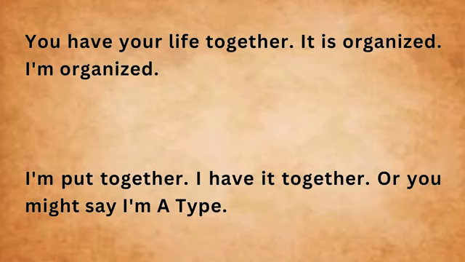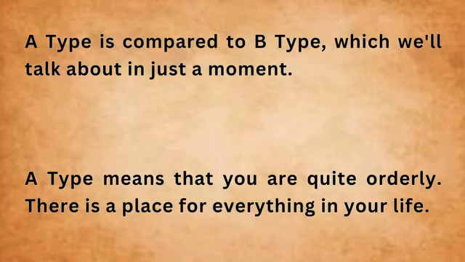Or you might say I'm A-type. A-type is compared to B-type, which we'll talk about in just a moment. A-type means that you are quite orderly. There is a place for everything in your life.